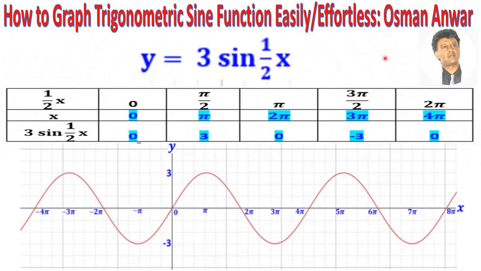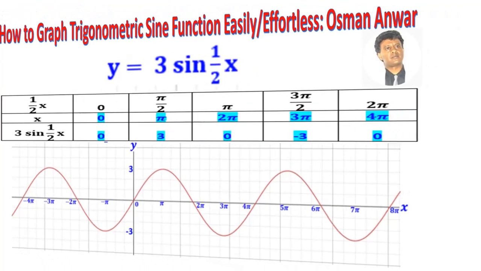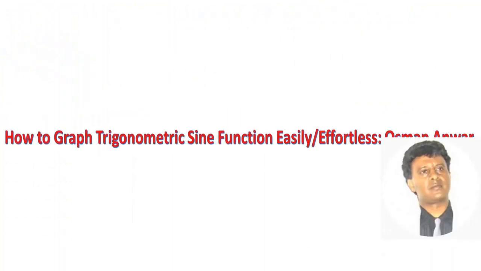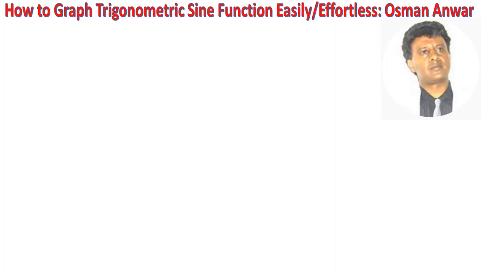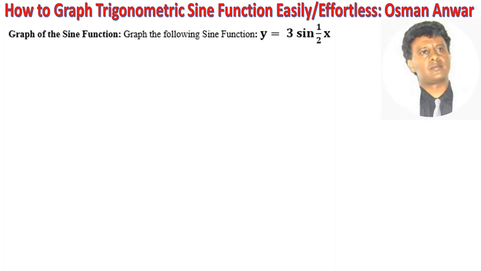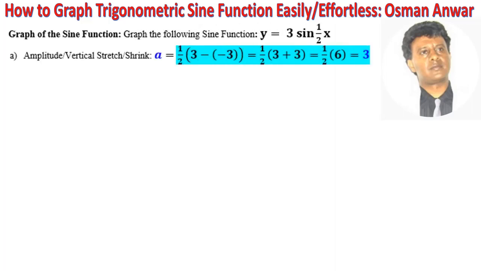We will graph this trigonometric sine function easily, effortlessly. Basically, we'll translate this into a table, then from the table we'll graph. So the first thing is we need to find the amplitude and if there is any vertical stretch or shrink.